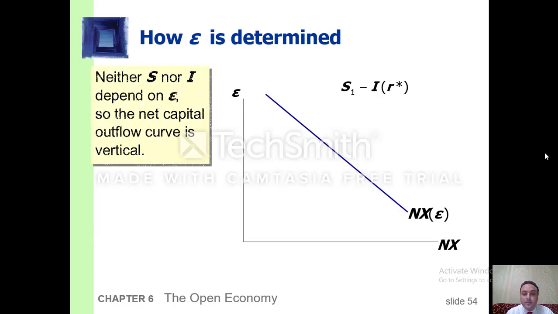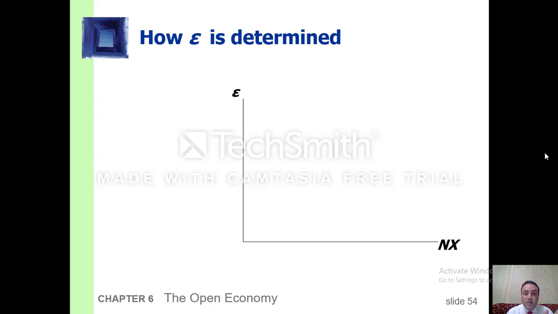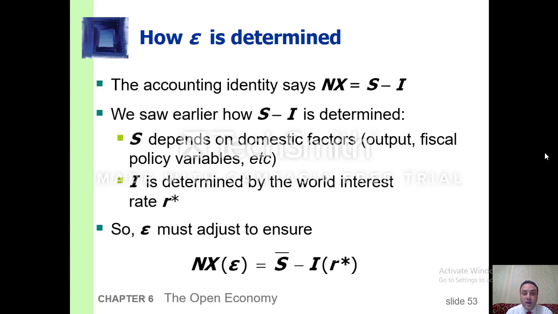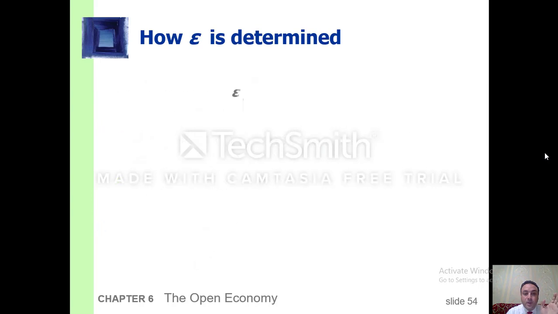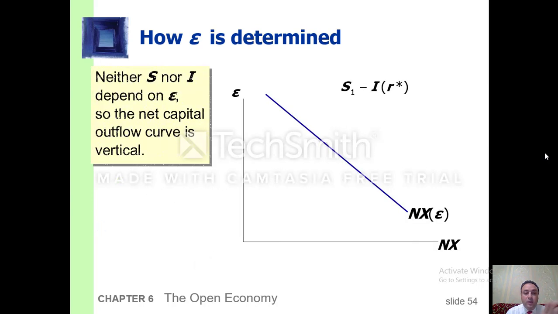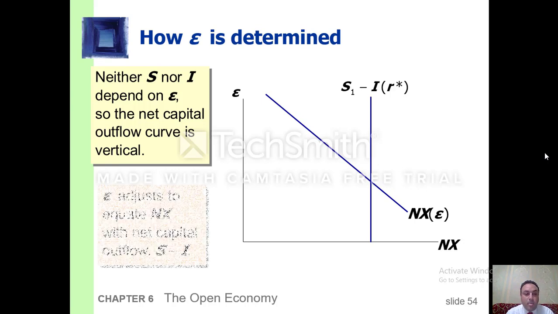As we can see here, neither the saving nor the investment depends on the real exchange rate. We saw in the previous slide what determines the saving and the investment. So they don't depend on the real exchange rate. So the net capital outflow curve will be vertical. It's fixed or constant. It's not affected by the real exchange rate on the vertical axis.